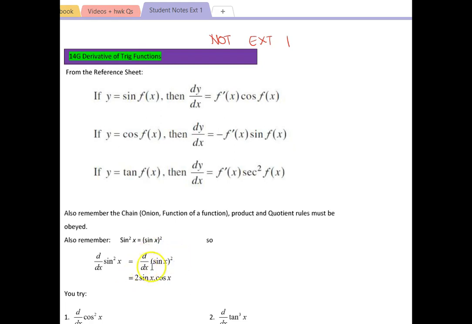Now we're ready to differentiate, so you don't see the d/dx on this line. Bring the 2 to the front of sine of x. I've left out the bracket because it's not needed. I've subtracted 1 from the power because its power would then be 1. And then I have multiplied by the derivative of sine x, which is cos x.